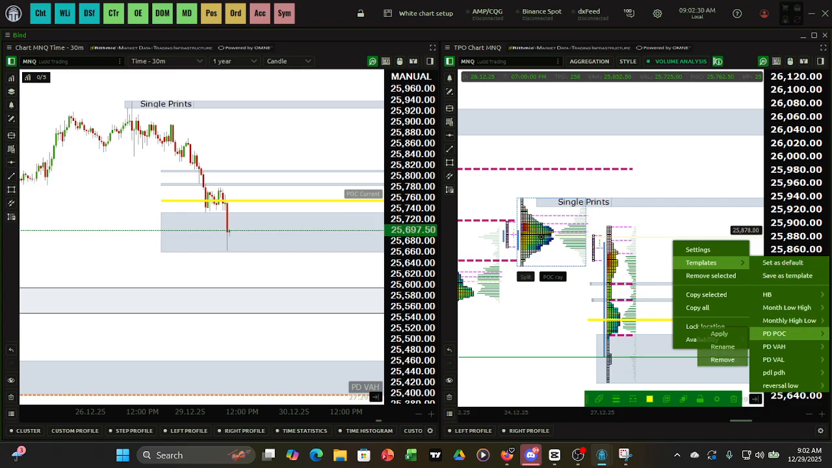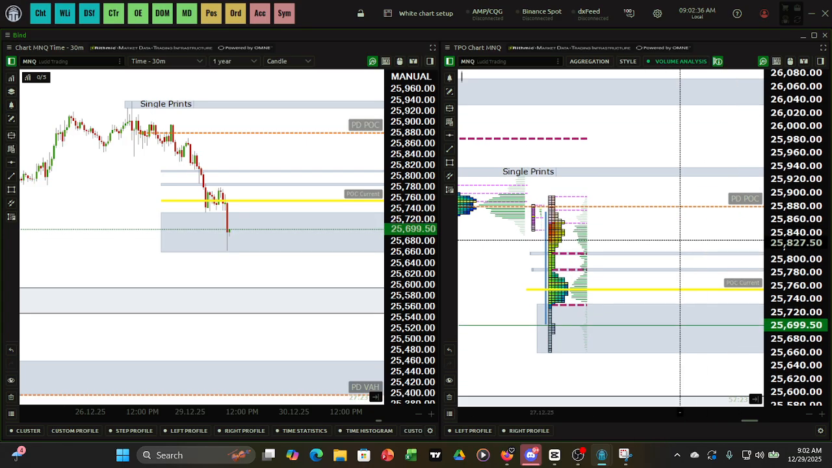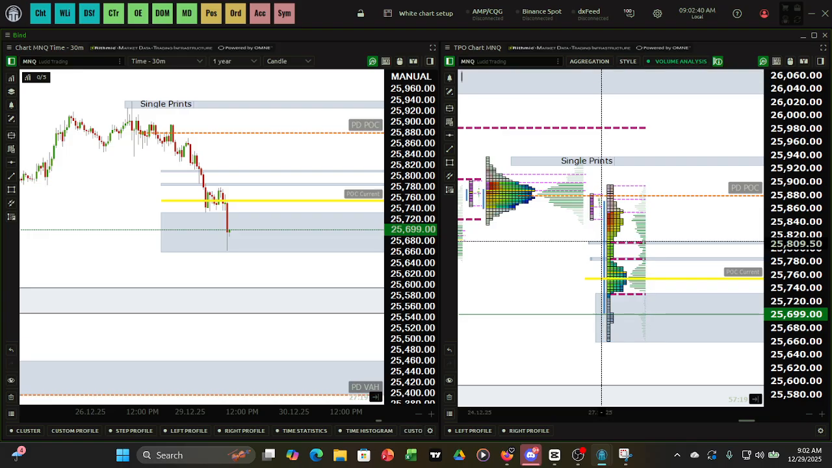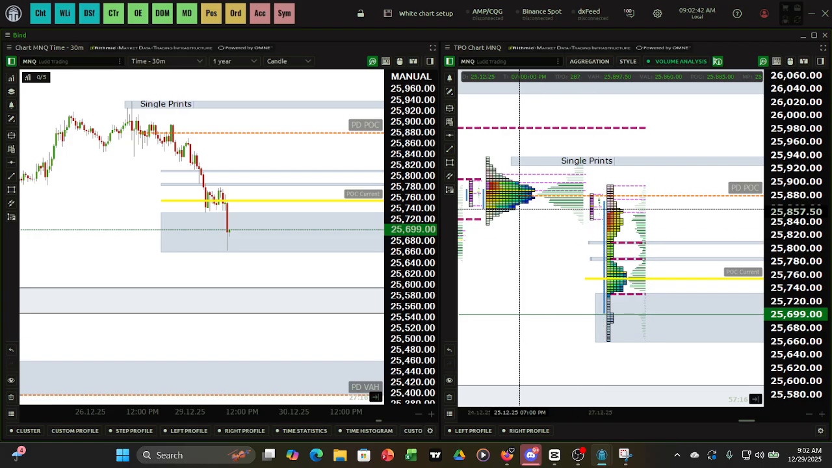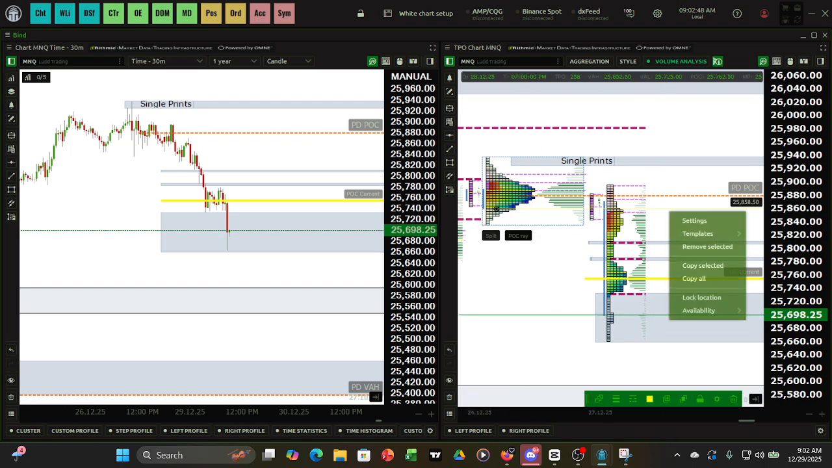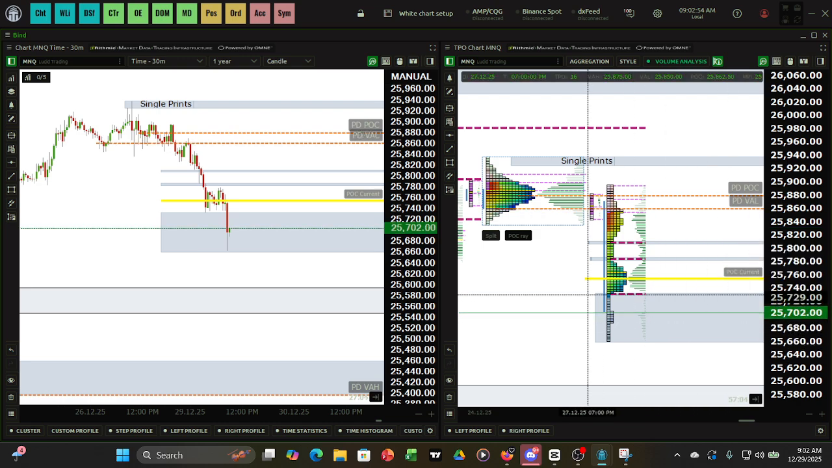All this is doing right now is building the story, right? I'm building the story of what may happen, what could happen, and giving myself that definition. This is helping me to build my story here. So there's the prior day value area low.